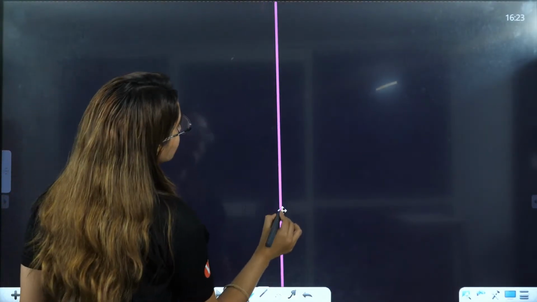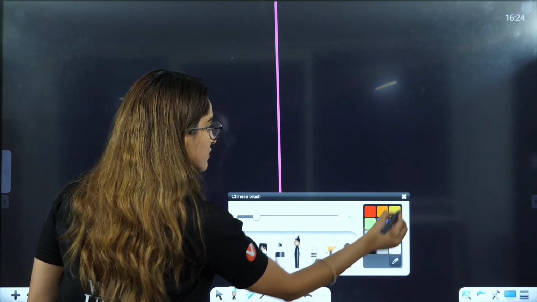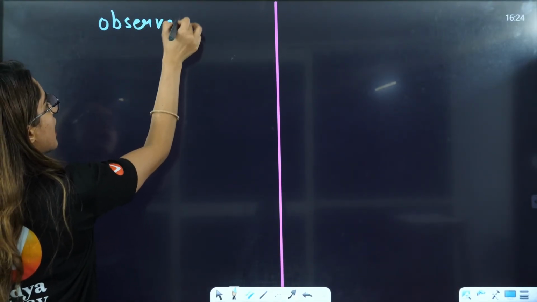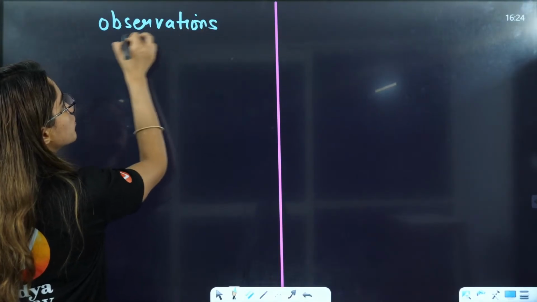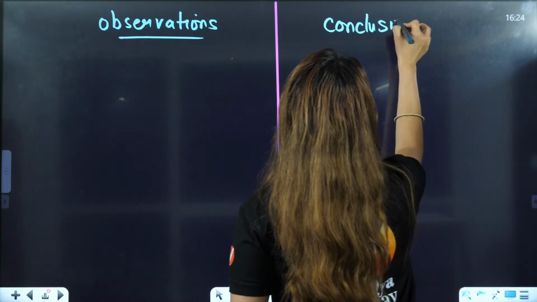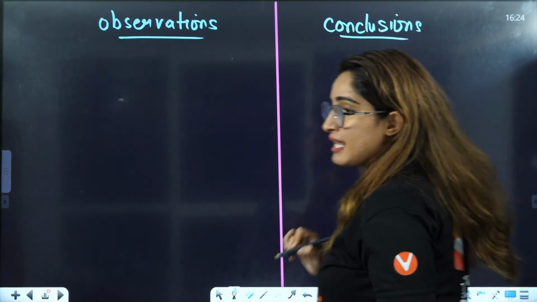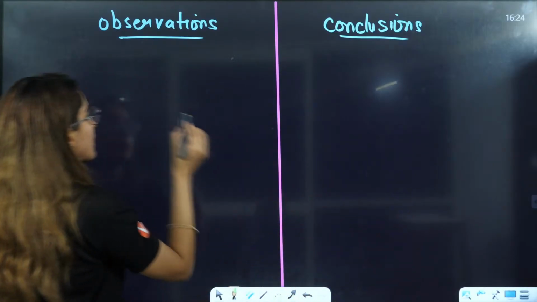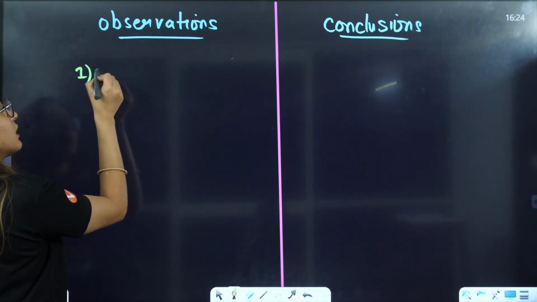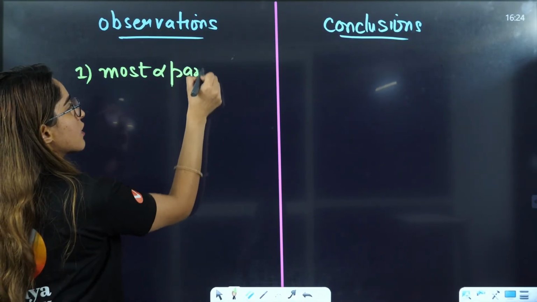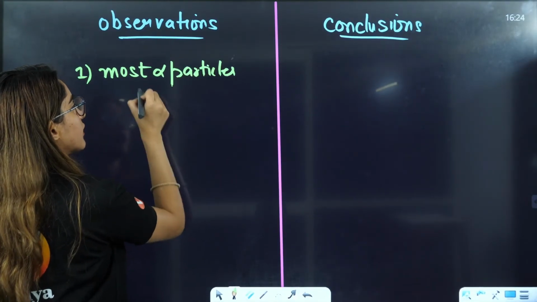You can make this table. In this, you can write the observations here, and here you can write down the conclusions, right? So in the observations part, we are saying that most alpha particles were not deflected.